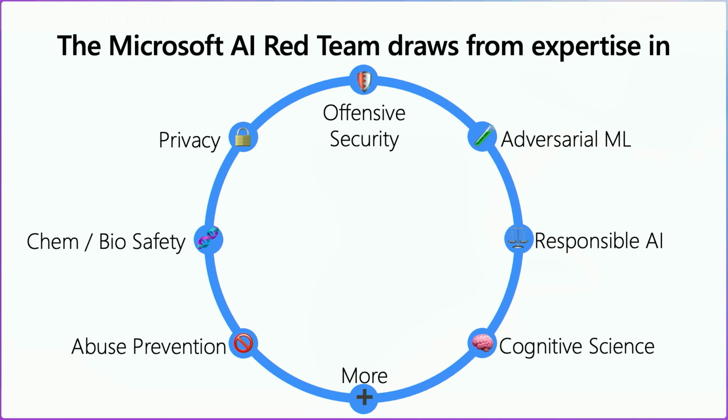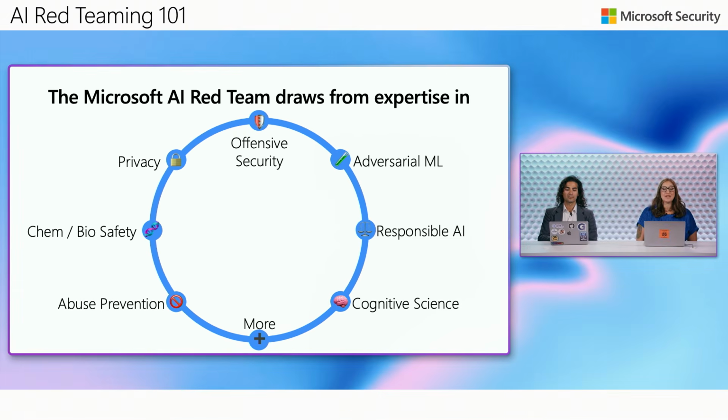Our team brings together people with backgrounds in offensive security, adversarial machine learning, responsible AI, abuse prevention, privacy, biological safety, and more. This kind of variety isn't just interesting, it's really necessary. Red teaming generative AI requires different ways of thinking and different kinds of expertise because no one discipline can cover all the risks. That's also why we built the course the way that we did.